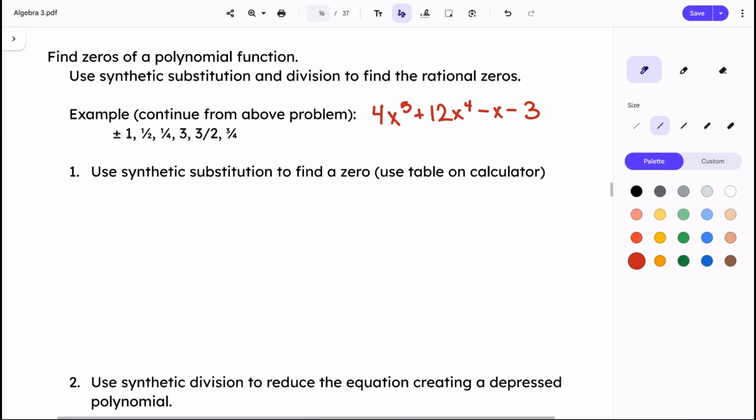But usually the ones that we're going to provide you guys with to practice this, you're probably going to be able to find a whole number. So go to your table, and I want you guys to tell me, does positive 1 or 3 or does negative 1 or 3 work? One of them should work.